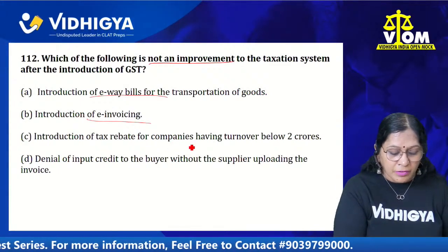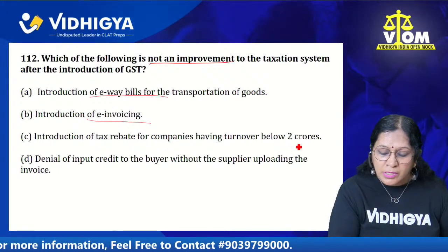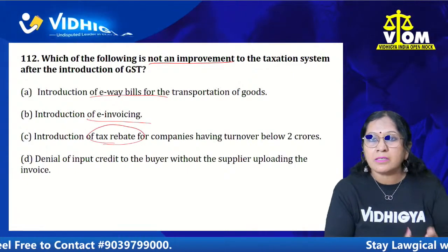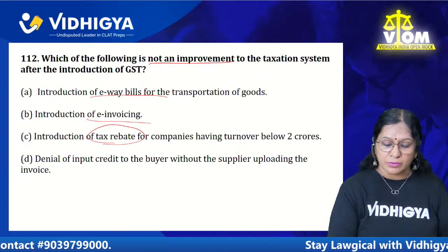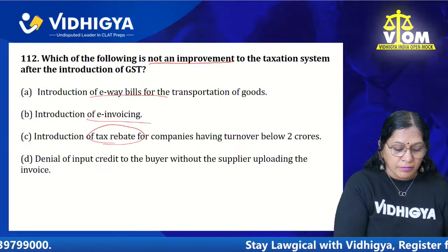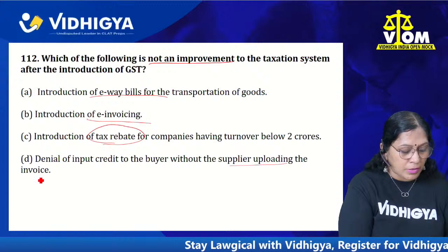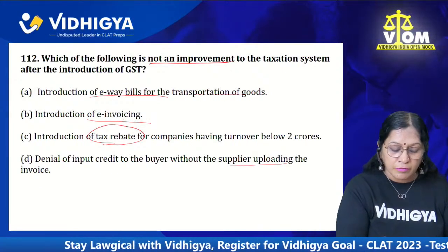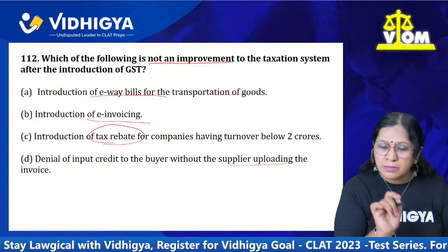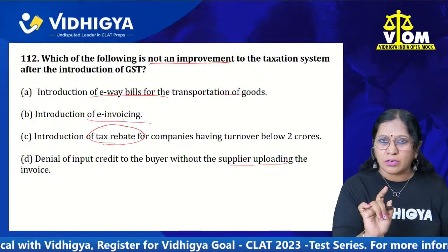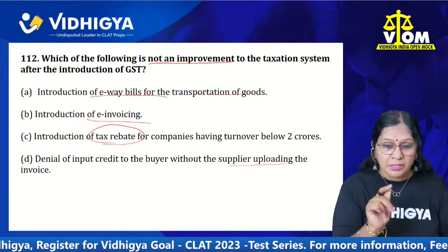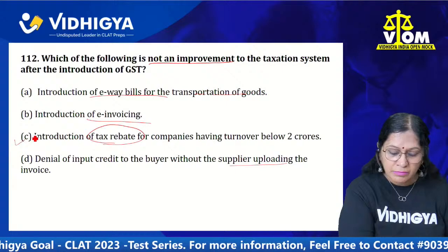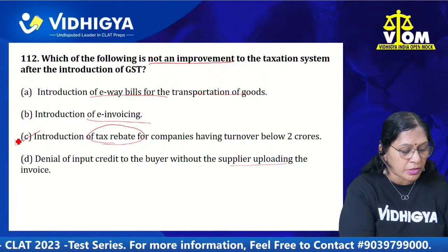Introduction of tax rebate for companies having turnover below 2 crores. Did we talk about the tax rebate, or were we talking about making things simplified for those large companies also? Without the supplier uploading the invoice, this is given. E-invoicing was given and e-way bills for the transportation of goods were given. So this is a slightly direct sort of question, but it can be time consuming, but you will get it correct. That means our answer would be C, where we are not talking about the tax rebate.